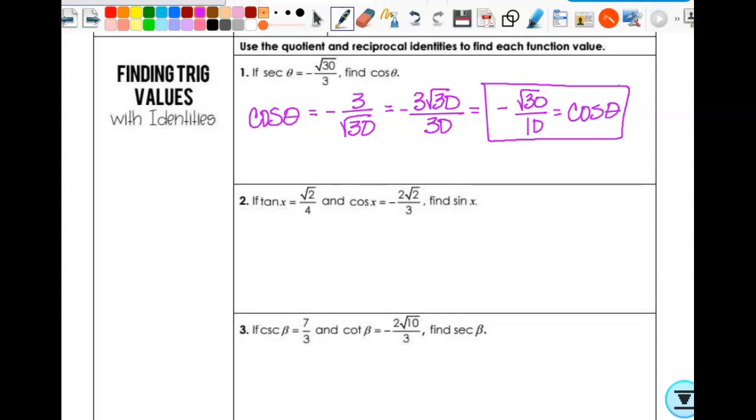All right. So then we're going to find, it says if tangent is square root of 2 over 4 and cosine is negative 2 square roots of 2 over 3, find sine. Okay, so are tangent and cosine reciprocals of each other? No, but they are related in the quotient. We know that the tangent of x equals sine x over cosine x. So we know tangent, we know cosine, we'll just have one unknown, and that's sine if we substitute everything in.